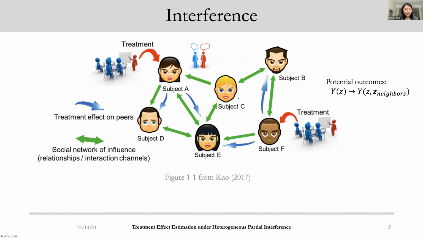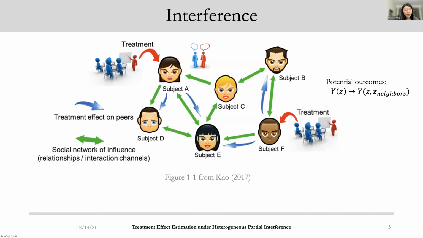Interference, in short, means units' treatment effects depend on the treatment assignments of other units, as illustrated by the example here. In this example, the green arrow denotes social network of influence and interaction channels. Some are bidirectional and some are unidirectional. The treatment is assigned to subjects A and F. The treatment has spillover effects on other subjects, such as D, E, and B, through their interaction channels, and are denoted by the blue arrows.